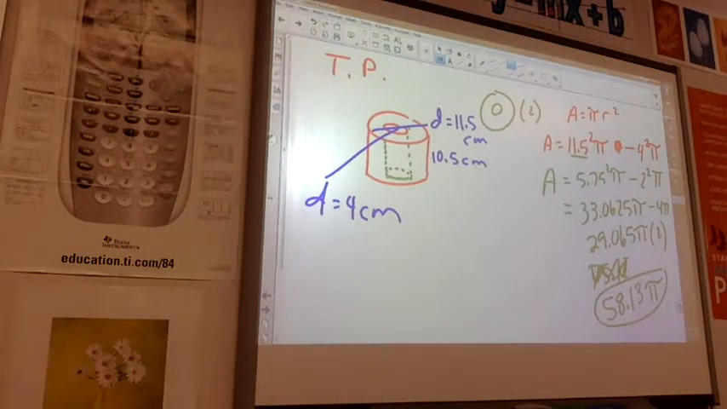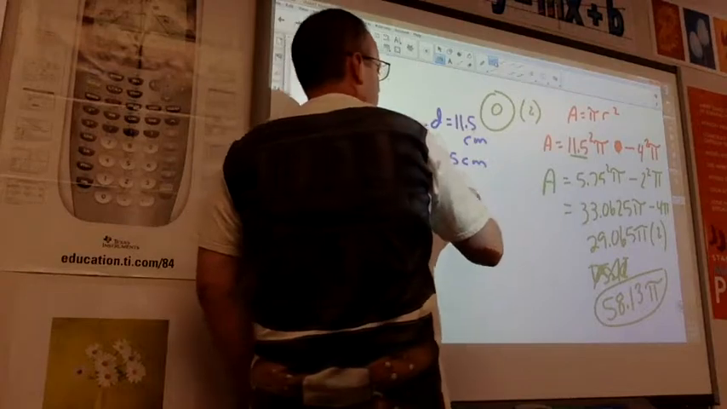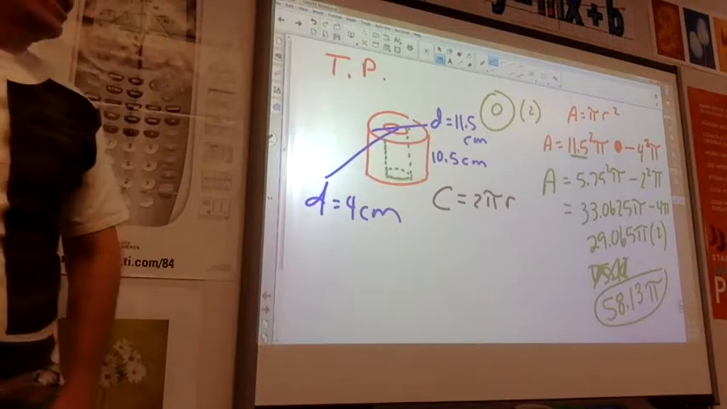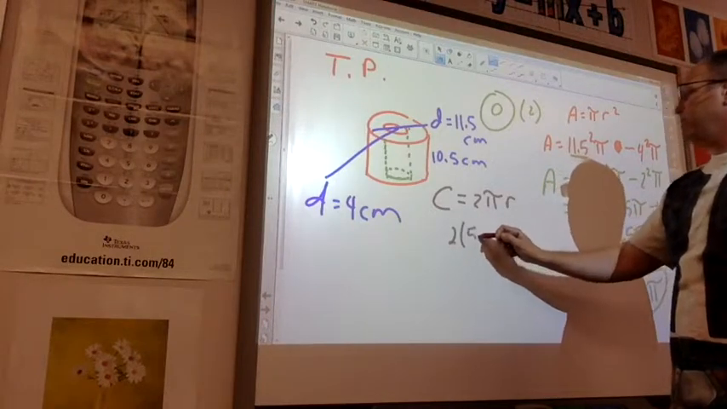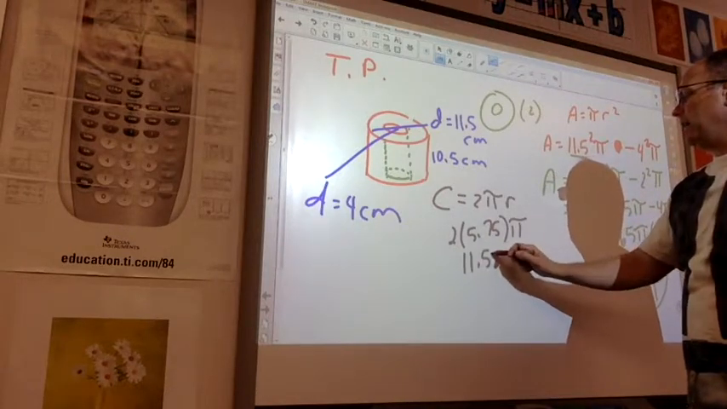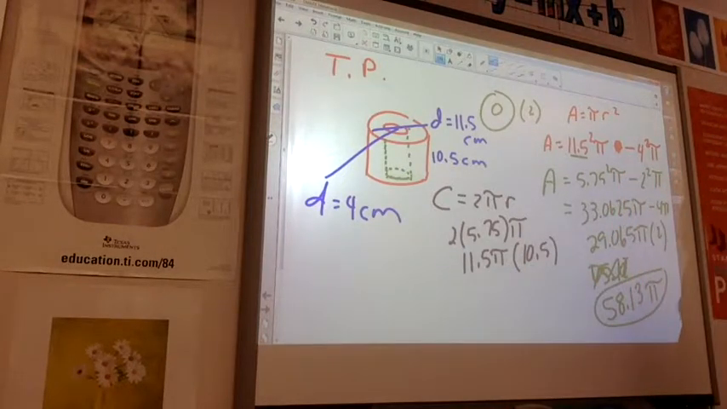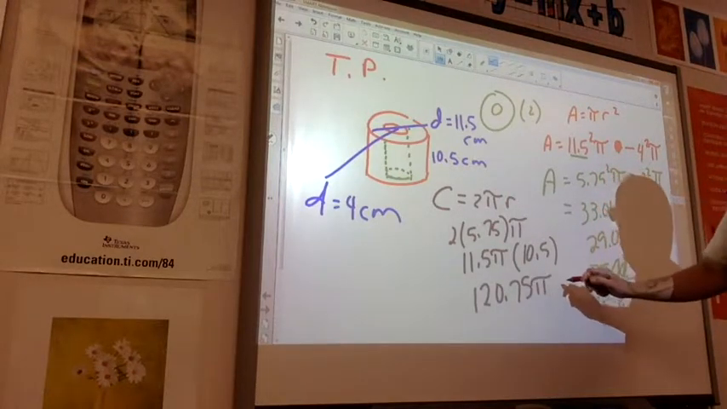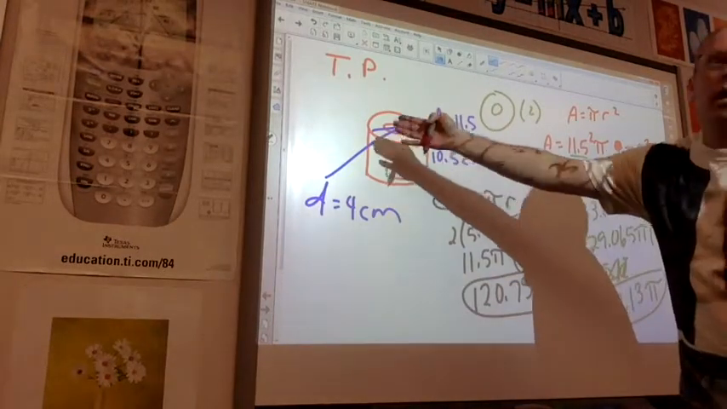And then you have to do the circumference. The circumference is 2 pi r. So the circumference of the big is going to be 2 times 5.75 pi, 11.5 pi, times the height, 10.5. That's 120.75 pi square centimeters. So that's the lateral area of the outside.